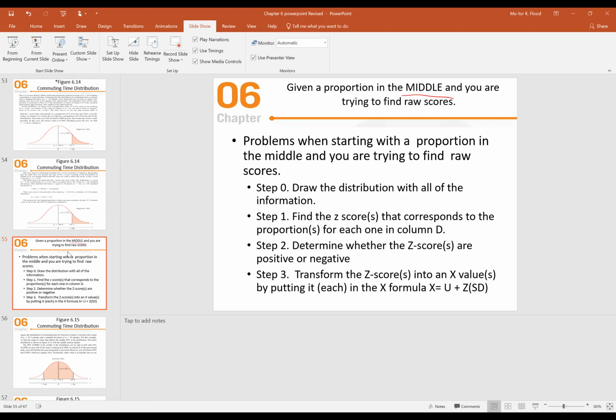So first thing you're going to do is draw the distribution with all of the information. Then you're going to find the z-scores that correspond to the proportion for each one in column D. Then you're going to determine whether the z-scores are positive or negative. And then third, you're going to transform the z-scores into x values by putting them into the x formula, right? All right, so let's see an example of this.